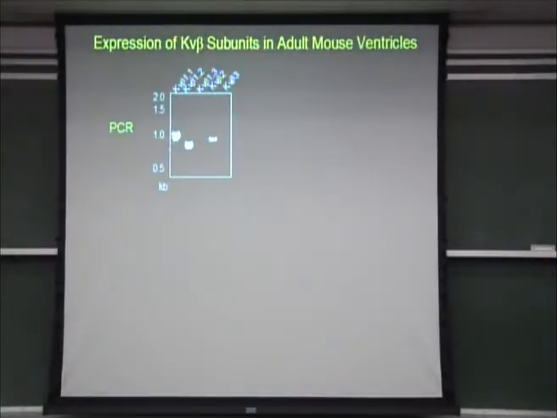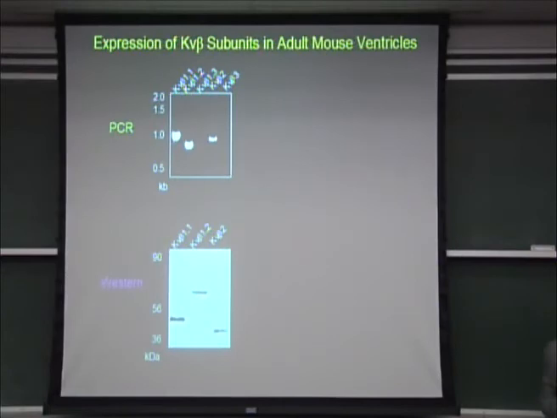Okay, so what about the beta subunits? This slide is just to show you that we know that there are multiple KB beta subunits expressed in the heart. There's KB beta 1.1, 1.2, and KB beta 2. There doesn't seem to be any KB beta 3 in the heart.